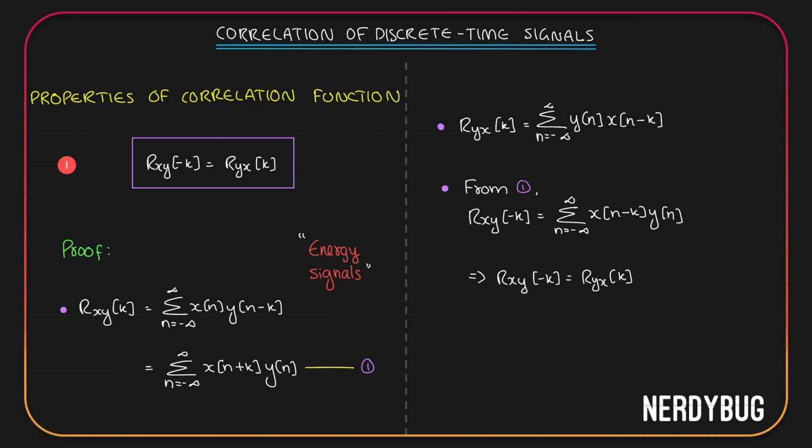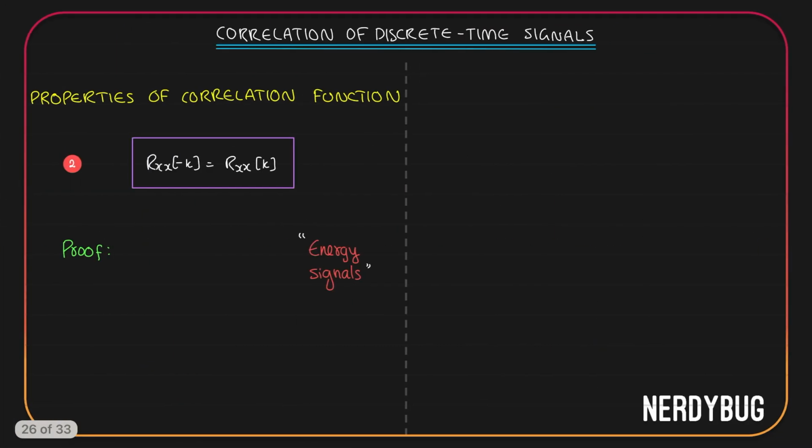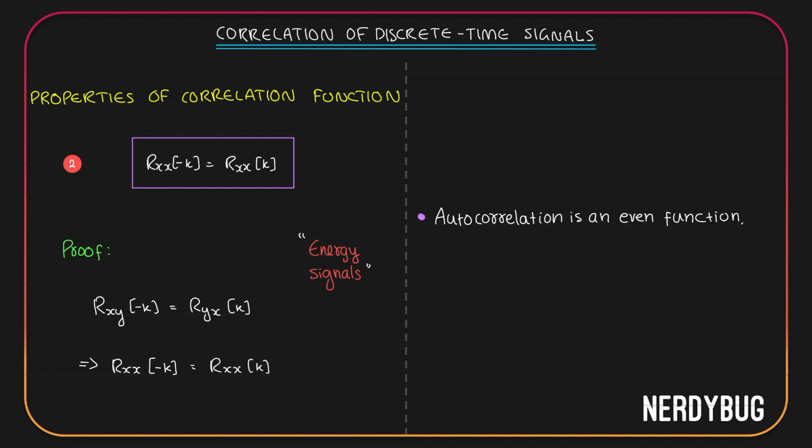The same can be proven for power signals also. So let's move on to the next property. Here autocorrelation Rxx of minus k is equal to Rxx of k. In the previous property, we learned that Rxy of minus k is the same as Ryx of k. But if we are using the same signal, then this becomes Rxx of minus k is the same as Rxx of k. And this also proves that autocorrelation is an even function in the case of discrete time signals also.